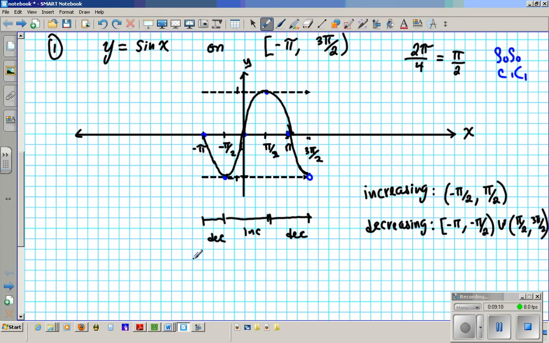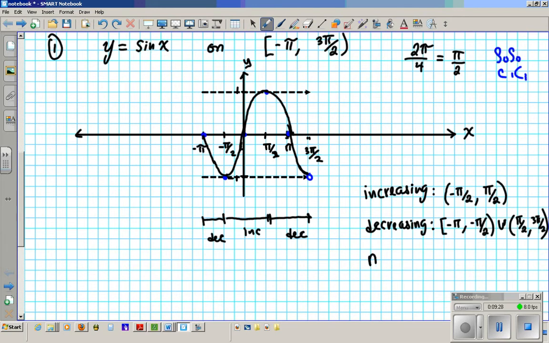Alright? So there you have it. Remember, you have a parenthesis here because at negative pi over 2 you're neither increasing nor decreasing, and then over here you're neither increasing nor decreasing, so you have a parenthesis there. You have a closed bracket here because at this point you're actually going down. Okay? There goes your graph.